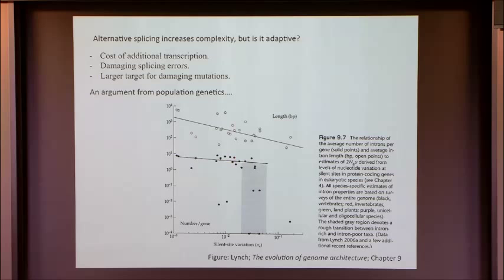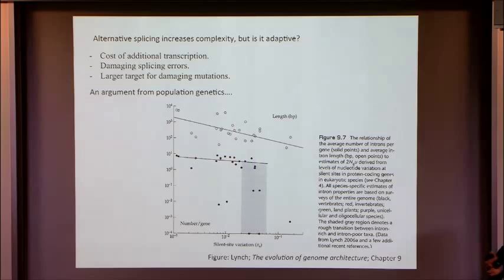Species with larger population sizes have fewer introns and smaller introns, right? Now, if it was adaptive to have lots of introns, you'd expect this relationship to be the other way around, right? Remember, selection acts more efficiently when population size is large. Okay, so this would be a sort of model where introns arrive.